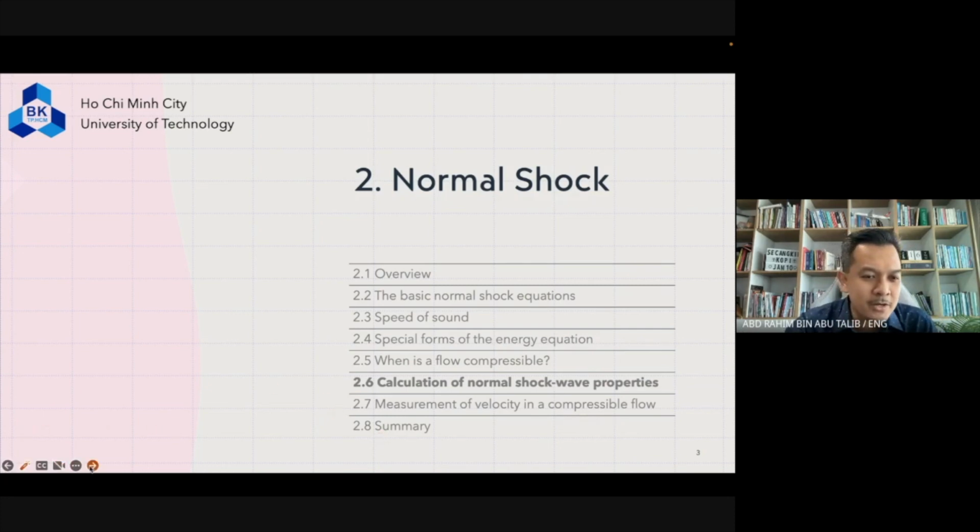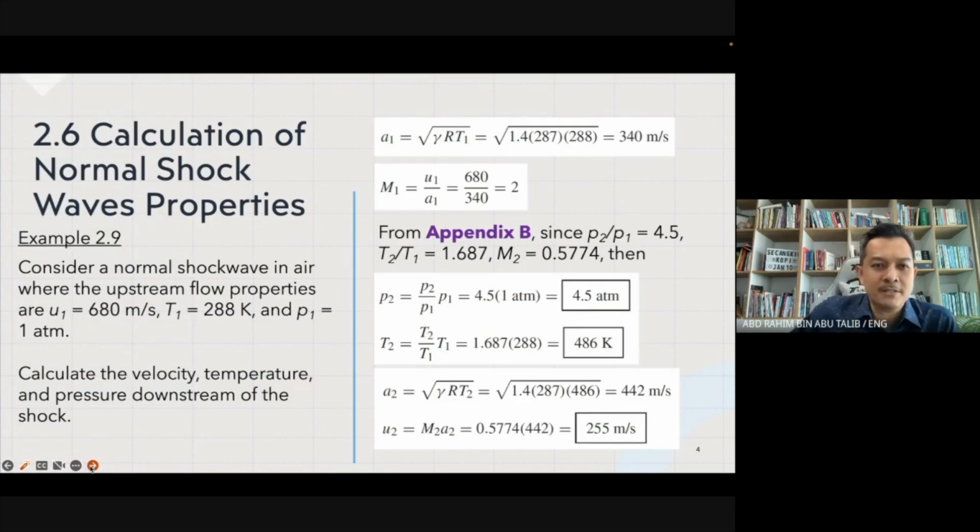Okay, so let me go into the first example. In terms of the theory, we have already looked at several important equations that are normally used when we experience normal shock wave problems. From time to time, I will highlight the important equations again. Normally in examinations or any situations, you are going to be given the set of equations. I hope that is also happening in your place.